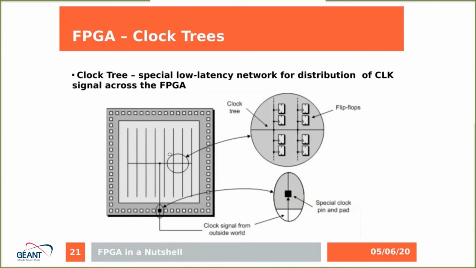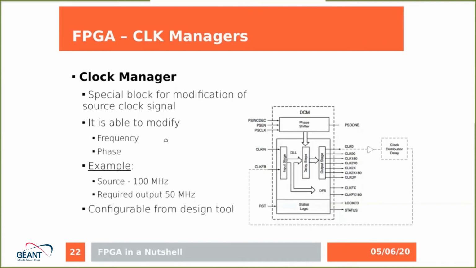This block is called a clock manager, or a DCM, digital clock management. This circuit is capable of modifying the frequency and the phase of the clock signal. As you can see, there are outputs named CLK. So, for example, from this output, the clock signal is shifted by 90 degrees, and so you have a lot of capabilities for connecting your design to a desired clock.